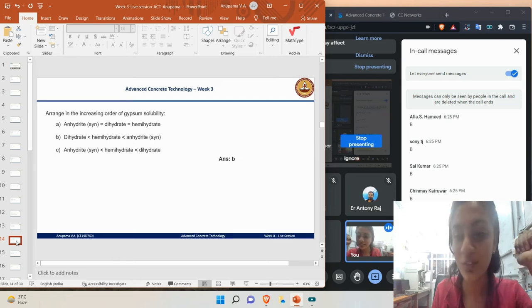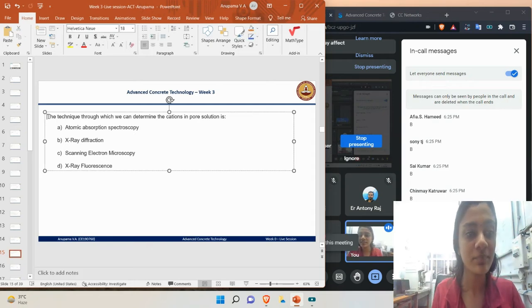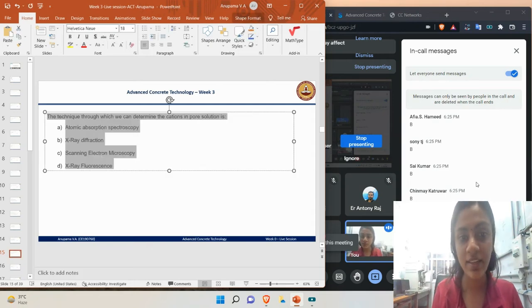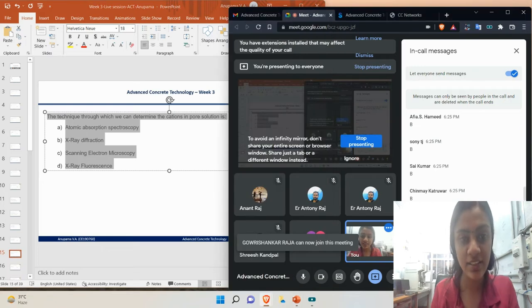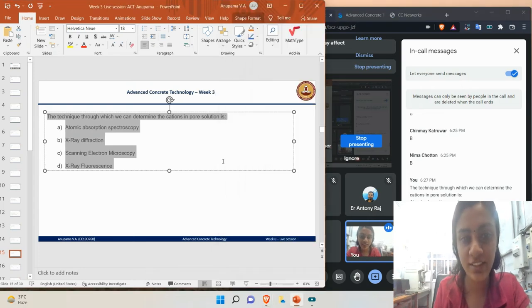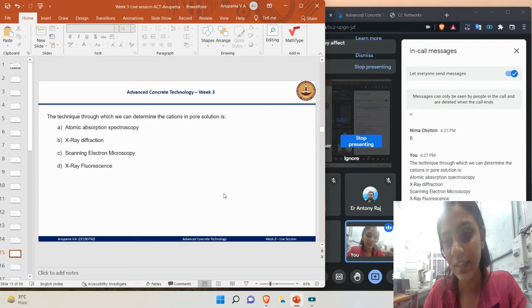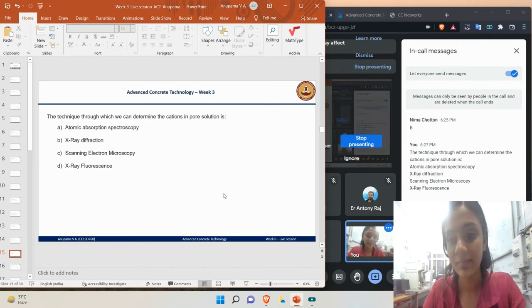I'm glad that most of the attendees have answered it correctly. Having said that, we move to the next question: the technique through which we can determine the cations in pore solution. The professor was speaking about pore solution extraction, how difficult it is, and the different methods through which we can get the pore solution. So how can we chemically determine the cations?